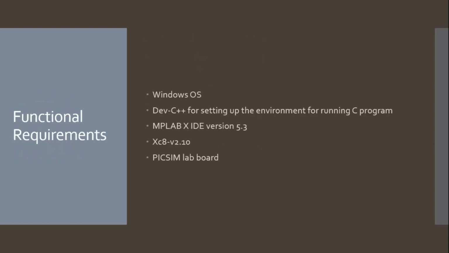So the functional requirements which we have used for developing this car black box are: a Windows OS, Dev C++ for setting up the environment for running a C program, MPLAB X IDE version 5.3, XC8 version 2.10, and the PixiLab board. In this internship we didn't use a physical microcontroller, but we used the simulated version of that microcontroller, which is almost the same as a physical board.